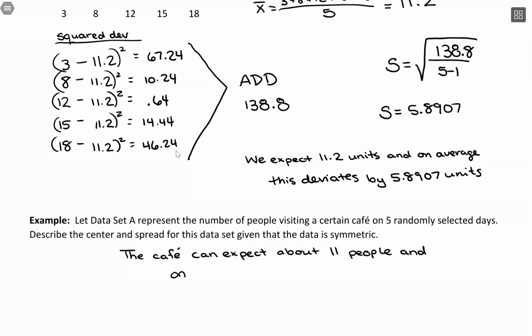And on average, this differs by about 6 people. So then we get this idea that anywhere from 5 to 17 people, like using this 11 as a center and then 6 as this number to go above and below by, we get this range that we expect for our data. In fact, most of our data should land within that range. So when we have symmetric data, mean will give us an idea of center, and then the standard deviation will give us an idea of how it spreads out by describing this average distance from the mean.